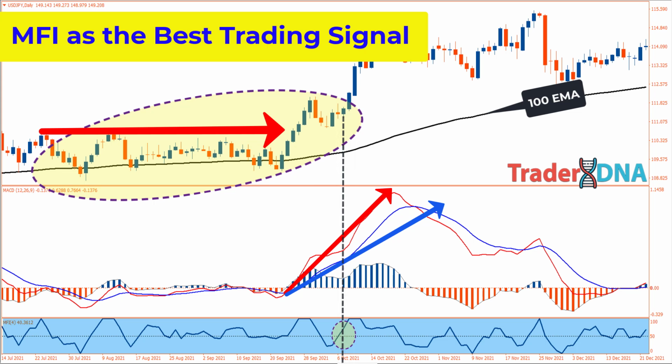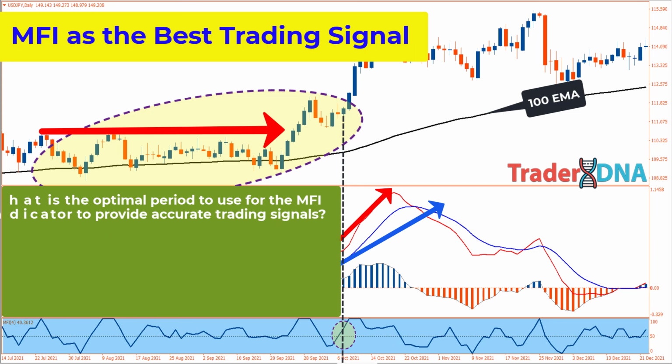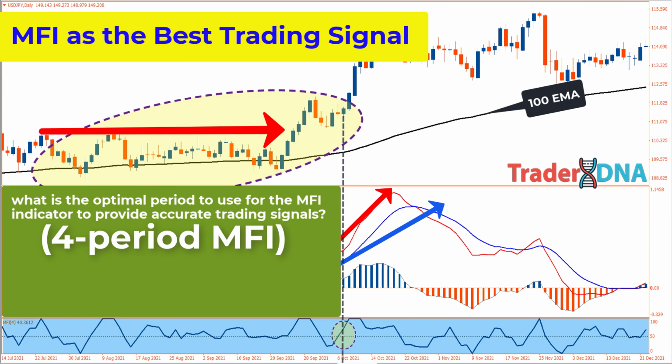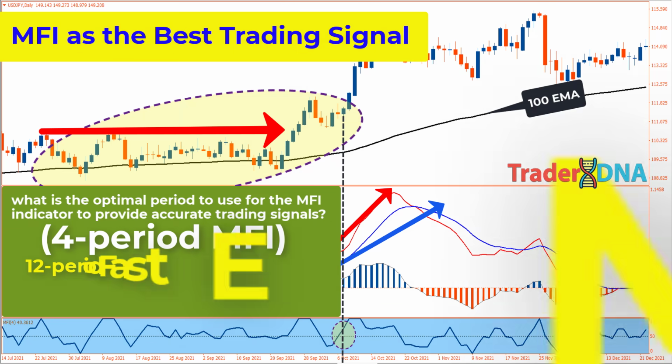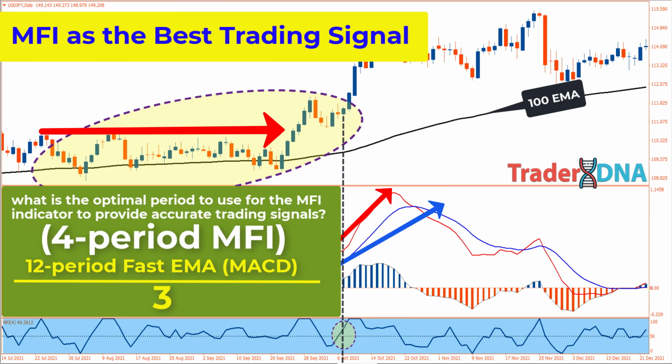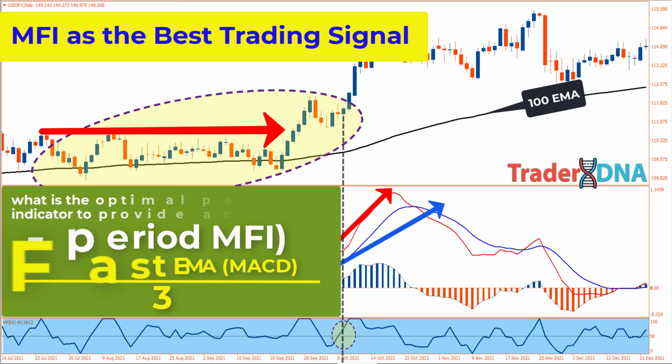Now, the question arises. What is the optimal period to use for the MFI indicator to provide accurate trading signals? The answer is a 4-period setting. We derive this number from dividing the 12-period fast EMA of the MACD by 3. We choose 3 as the divisor because, in our observations, the market tends to experience trend changes approximately 3 times in a single day. Furthermore, we have noticed that this trend shift tends to occur about 3 times in a week. However, if you have a different perspective on the number of trend movements, you can use a value that aligns with your observations.